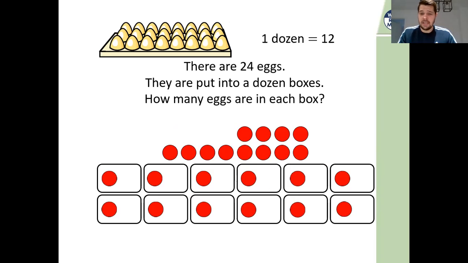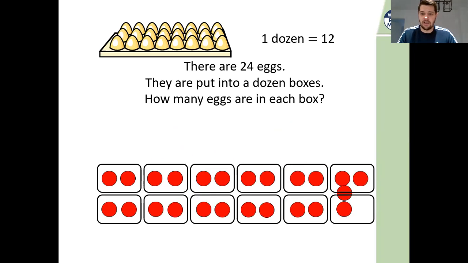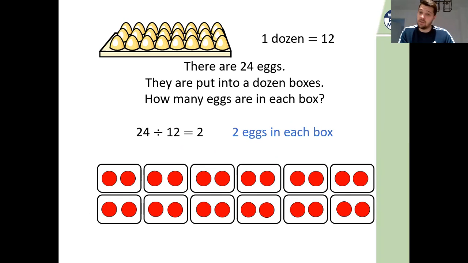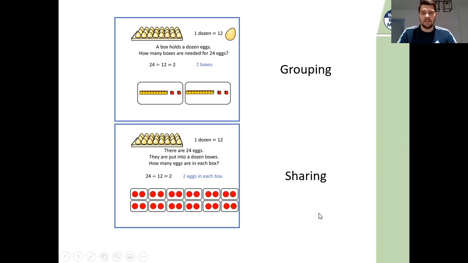So if we distribute them evenly, so far I've got 1 egg in each box. And again, I have an equal amount, so there are 2 eggs in all of my 12 boxes. And this time, 24 divided by 12 equals 2. So the previous way was 24 divided by 2 equals 12. Now, 24 divided by 12 boxes gives us 2 eggs in each box. And that's how we group or how we share.